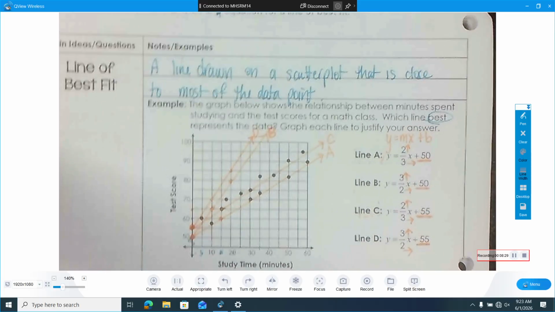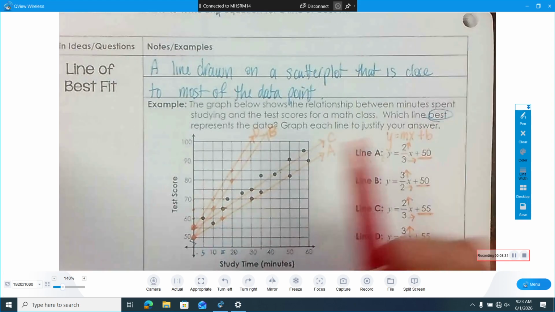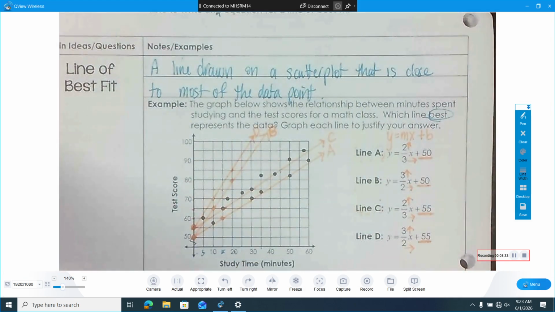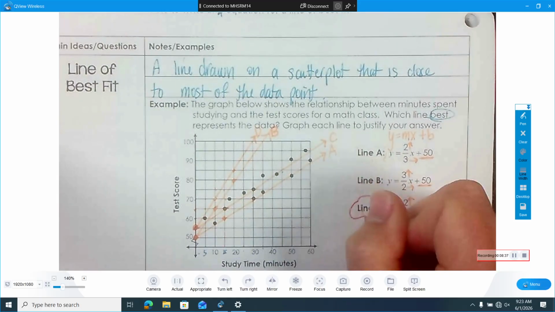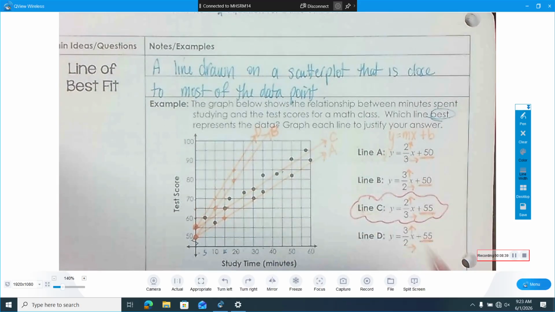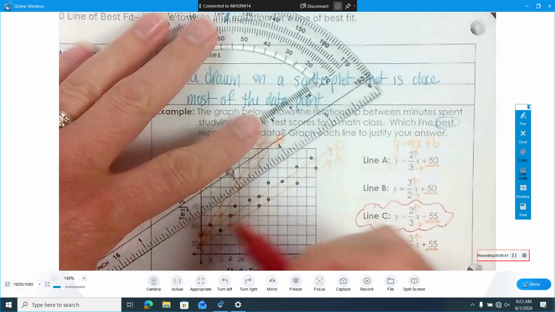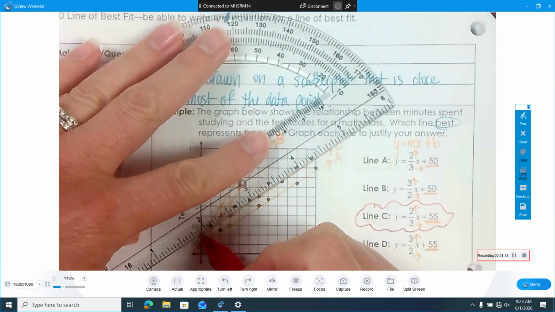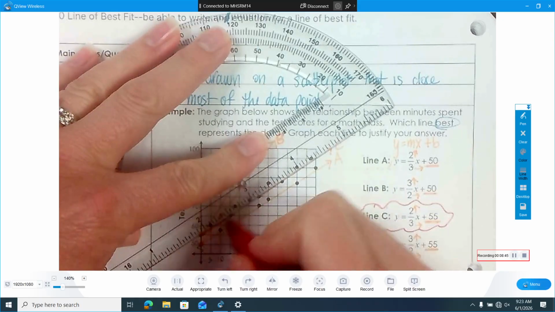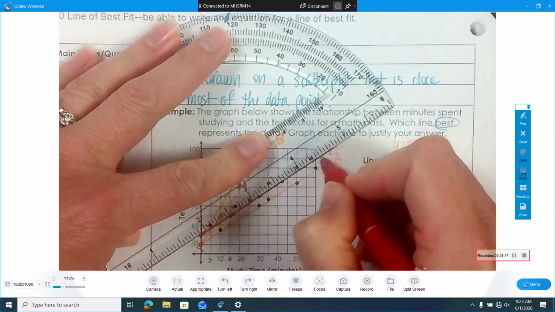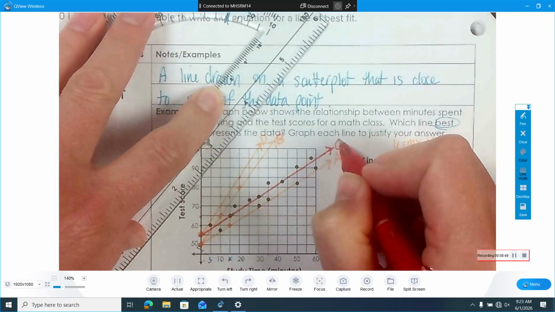Which one would you say is the best representing the data? Yeah, line C is the one that best represents the data. So I'm going to highlight that in red. So there is line C.